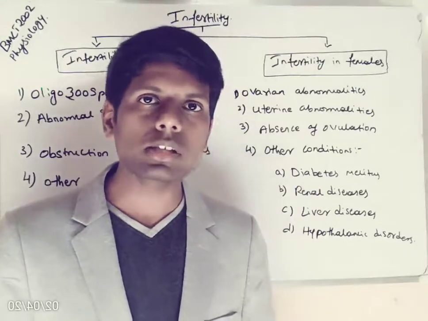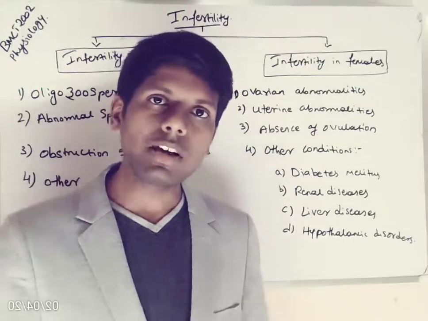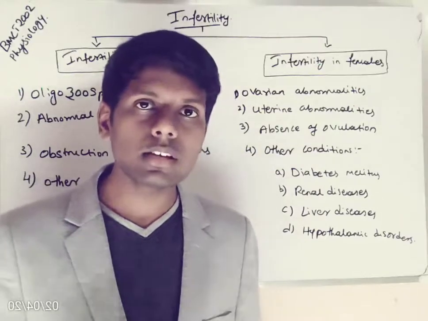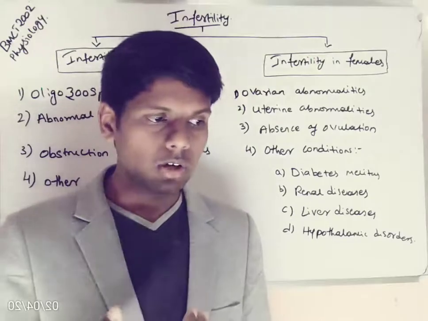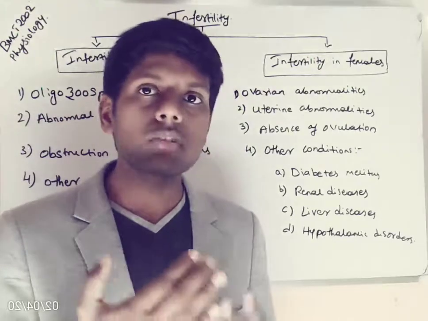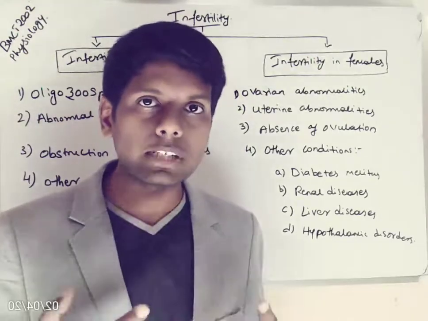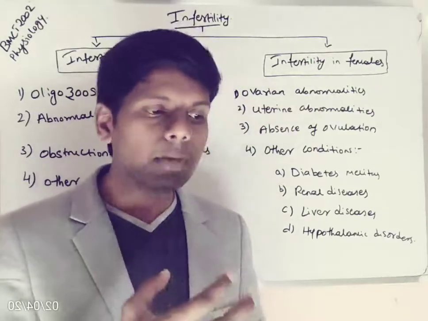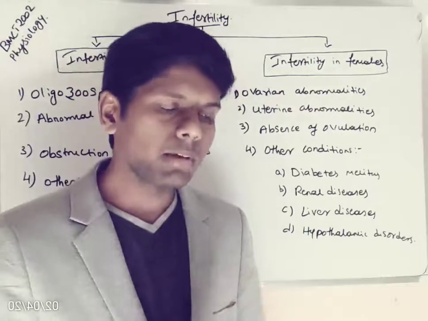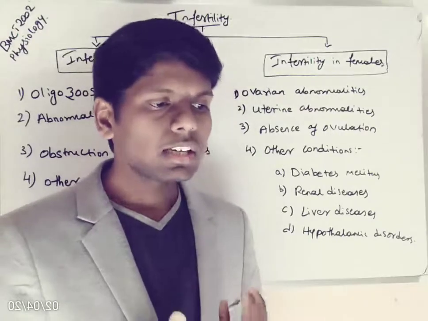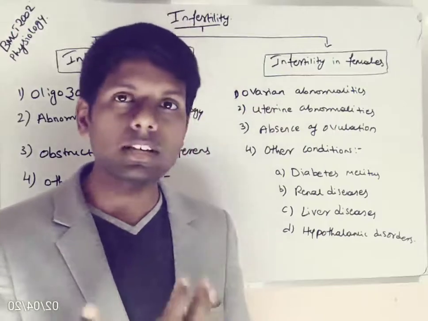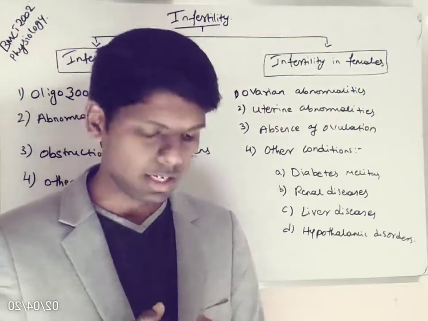In this lecture I'm going to discuss infertility. So what is infertility? Infertility means being unable to bear a child. Being unable to have a pregnancy after 1 year of unprotected sex. Even after 1 year of unprotected sex, if the female is unable to get a baby, that indicates an infertility. That indicates that the woman has some fertility problems. So these conditions are called infertility.